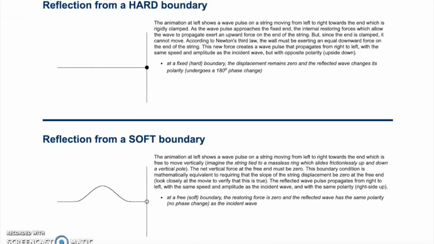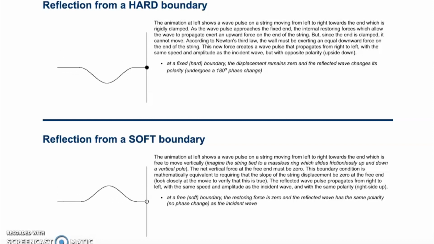On the top here, you have a hard boundary. On the bottom, you have a soft boundary. I want you just to take a minute to make some observations. Notice that this is indeed a wave pulse. It is not a continuous wave. It's as if I moved my hand up and down to get a pulse on that string, and we're tracing that pulse going there and then reflecting off of the boundary and coming back.